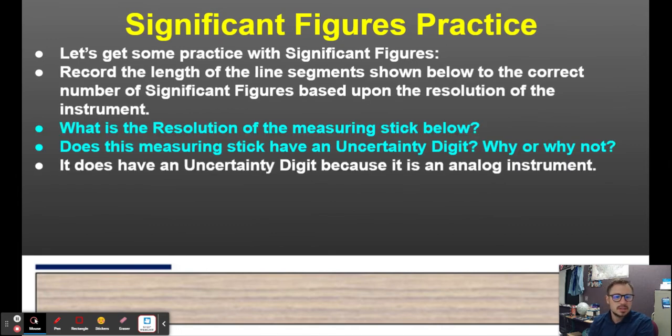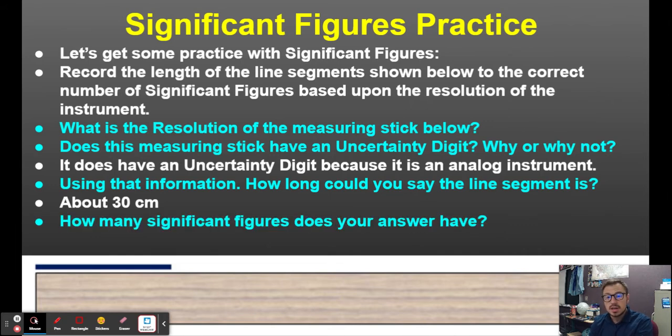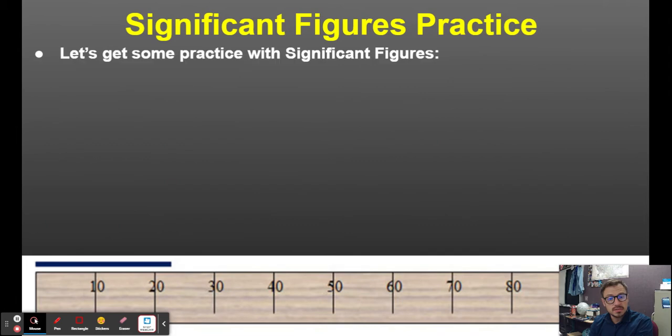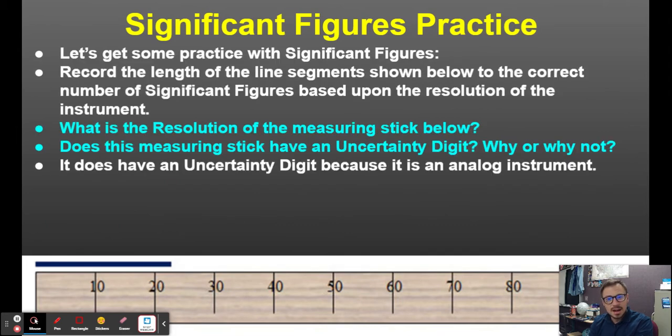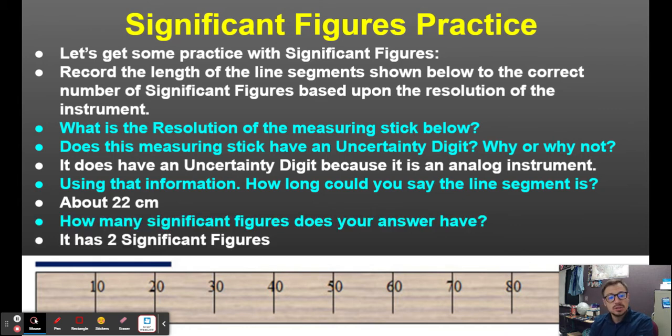So this would be an example, right? If I'm trying to measure this, and you can't really see this, but this is a meter stick, and it's not divided into anything else. It's just 100 centimeters. You could probably say this thing is about 20 or 30 centimeters. You can't say it's 27.839 centimeters. We do not have that resolution. Now, your answer only has one significant figure. If we do this again, now our resolution is 1/10 of a meter or 10 centimeters. Now, it does have an uncertainty digit, so you can say about 22 centimeters, right? You can look at this and say there's 22. Now your answer is two significant figures.